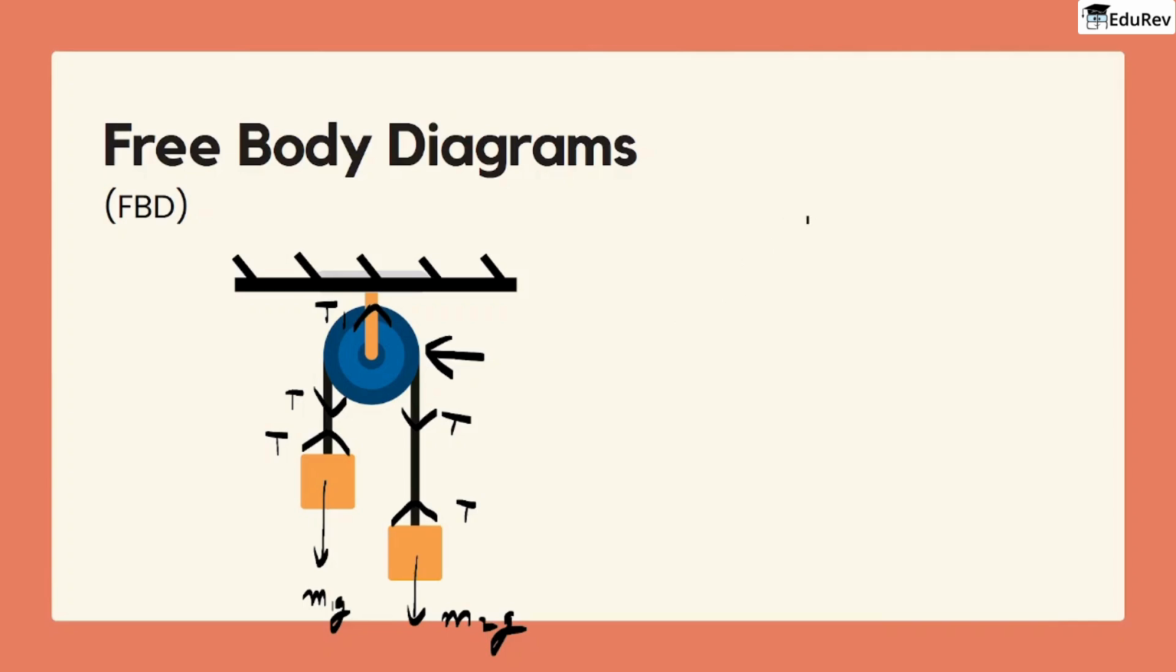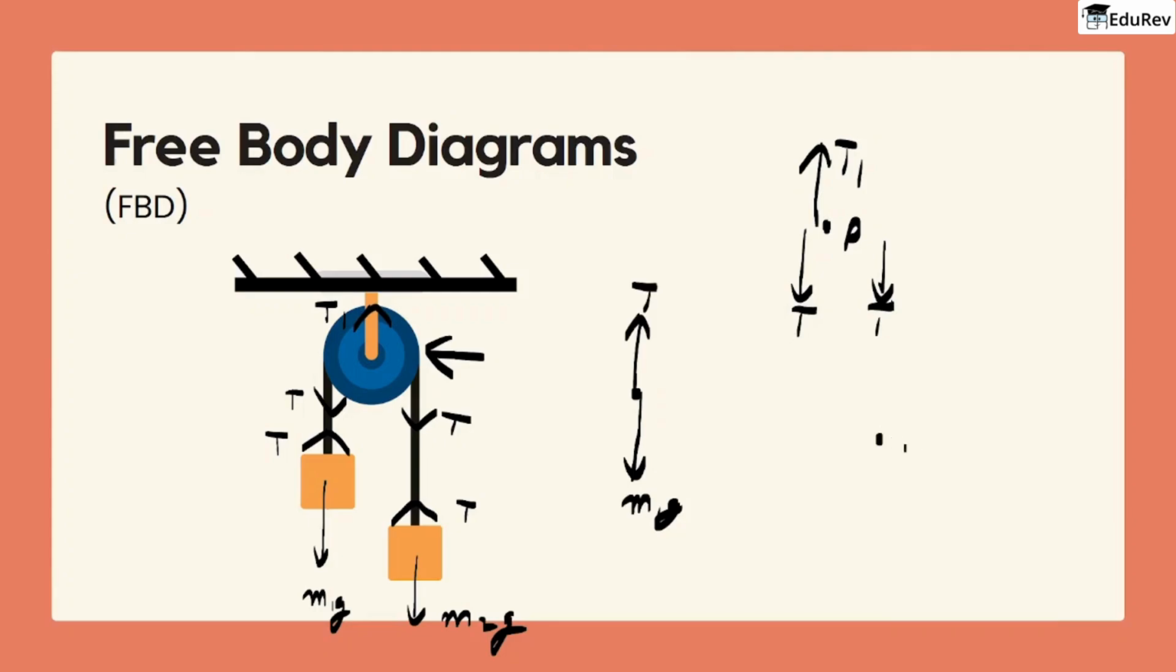Now, let's draw the FBD of the pulley. First, let's make a point mass P and two tensions T on both the sides and a tension T1 on the upper string. For the mass M1, its respective M1G downwards and a tension T in upwards direction. For the mass M2, we have the same M2G, the weight in downwards direction, and a tension T in upwards direction.